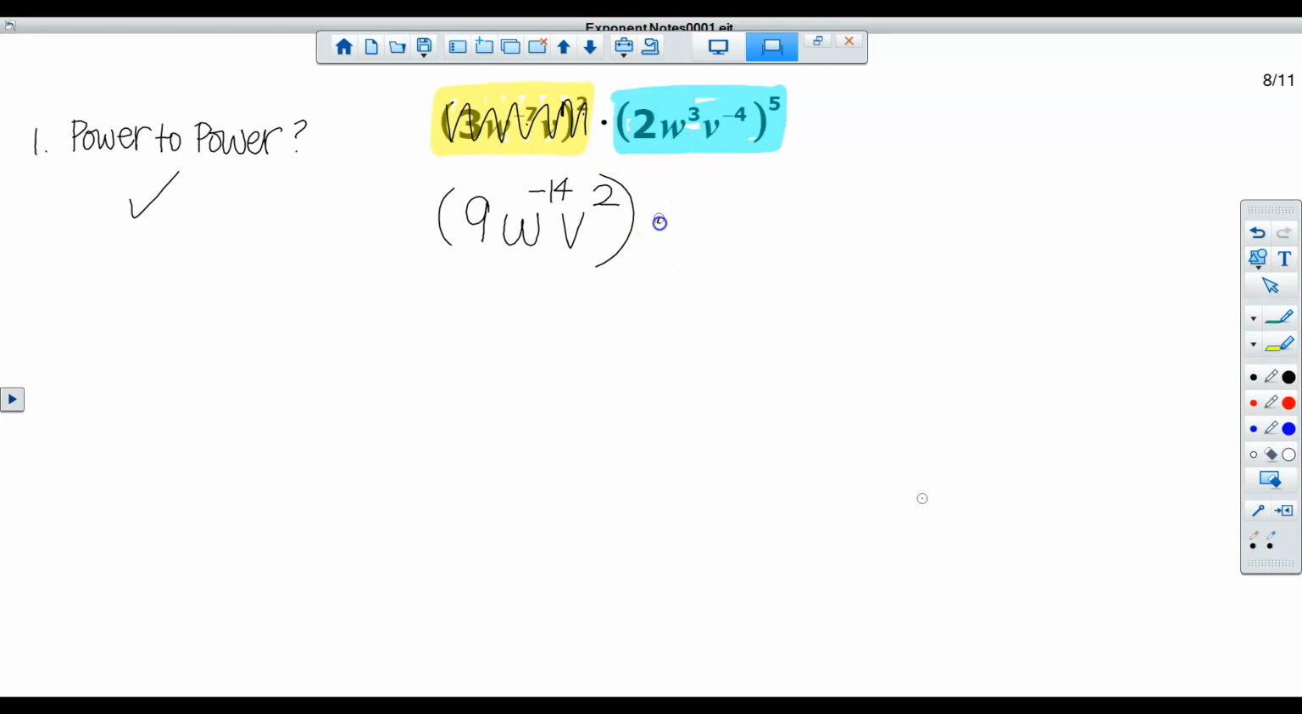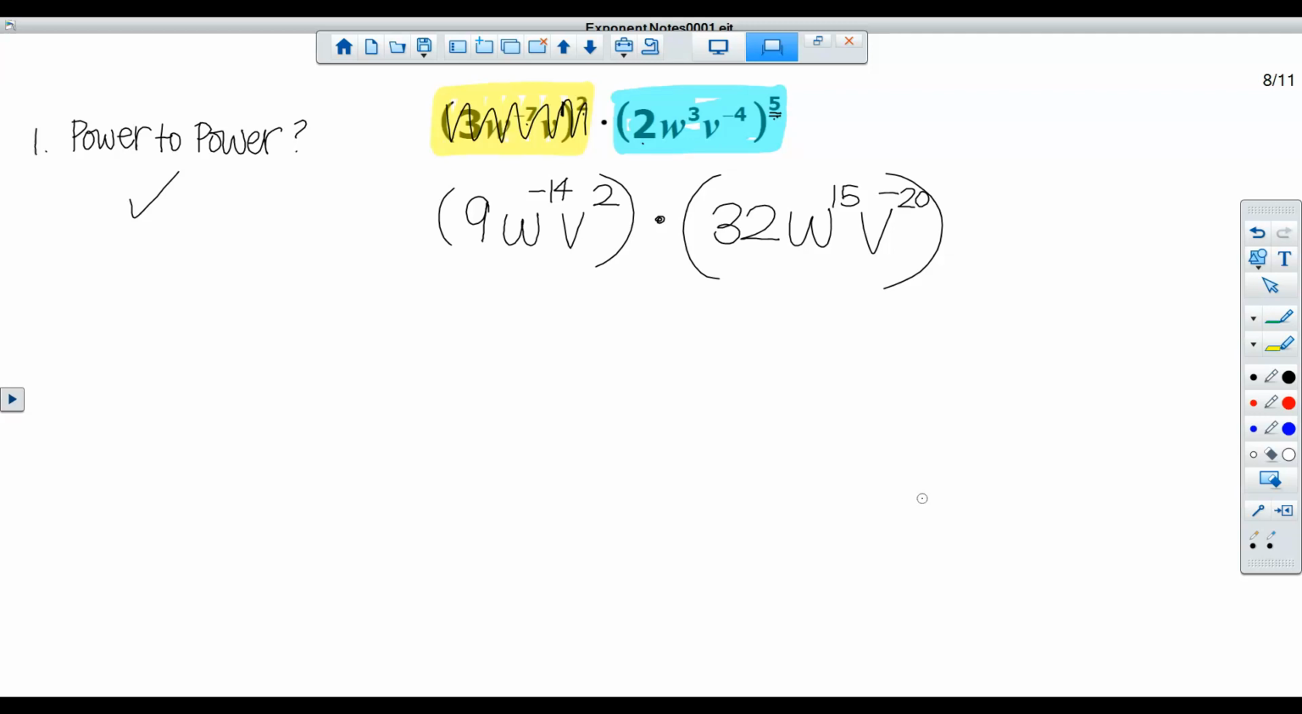Now we'll do this part. We've got a coefficient of 2. That needs to be raised to the 5th power. So 2 to the 5th power is 32. And again here, now I need to deal with my variables and exponents, and since this is power to a power, I'm going to multiply the two exponents together. So I'll do 3 times 5 for W and get 15. And I'll do negative 4 times 5 for V and get negative 20.